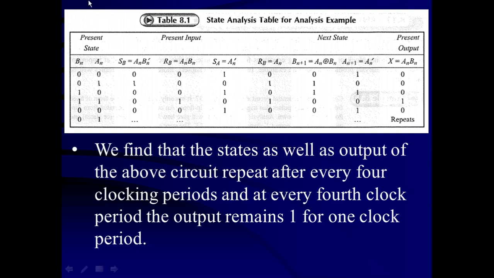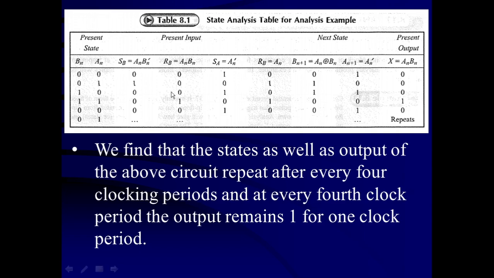To prepare a state analysis table, which columns are required? The first column is the present state. The second column is the present input to the flip-flops. Then the next state is required and the present output X is required. The present state of both the flip-flops is Bn and An. Bn is the present state of flip-flop B and An is the present state of flip-flop A. As the initial condition, we can consider that Bn is equal to 0 and An is equal to 0. We started with this condition.